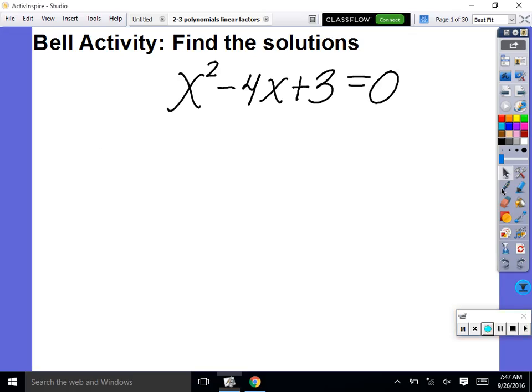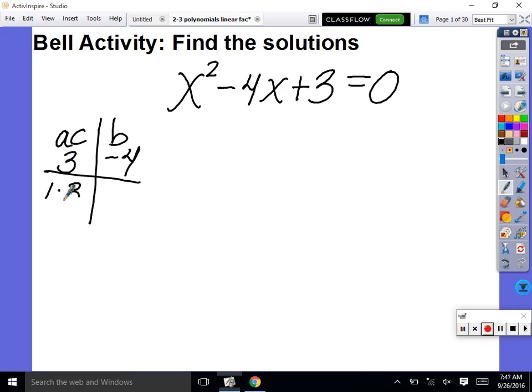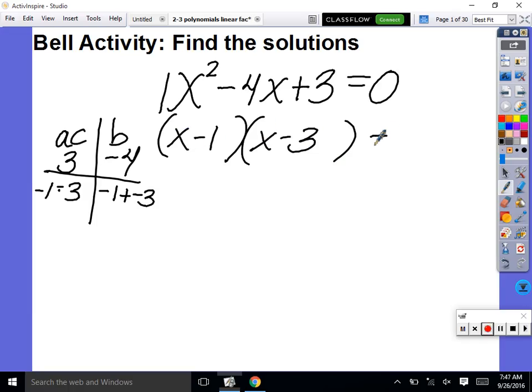What multiplies to be a times c and adds up to be b? We've got to see if it factors. So what multiplies to be 1 times 3 and adds up to be negative 4? Most of you were able to say negative 1 times negative 3 equals positive 3, and negative 1 plus negative 3 equals negative 4. We could quick factor this because our a value was positive 1. So this factors to be 2 binomials being multiplied, x minus 1 times x minus 3 equals 0.